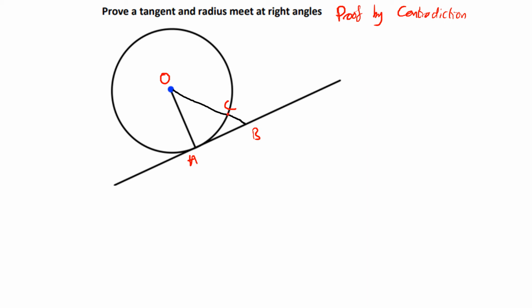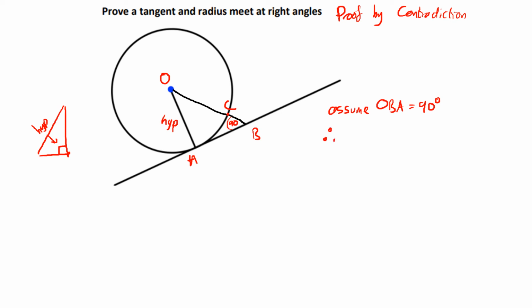And how are we going to state this? So we're going to assume that OBA is equal to 90 degrees. So if OAB isn't 90 degrees, there must be some 90 degree angle we can draw. Now what's the problem with this? Well, we know about right angled triangles that the hypotenuse, the longest side, is always opposite the 90 degrees. So that must mean that OA is the hypotenuse of this right angled triangle that we've drawn.